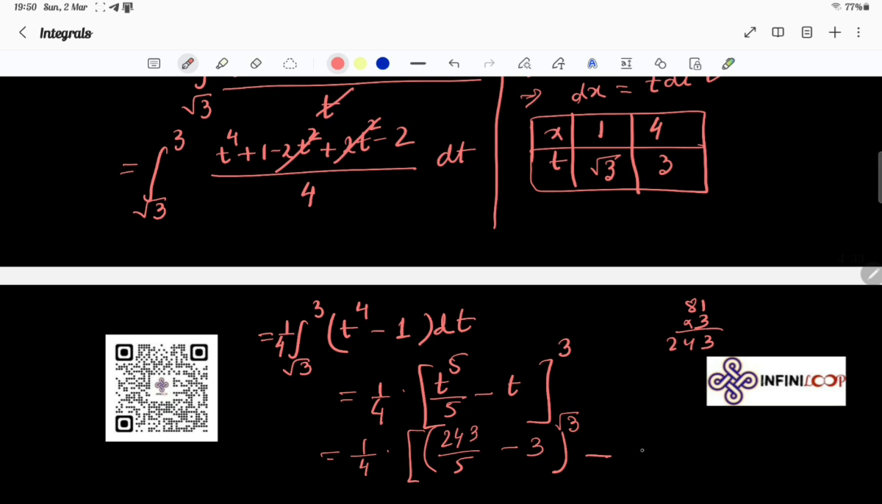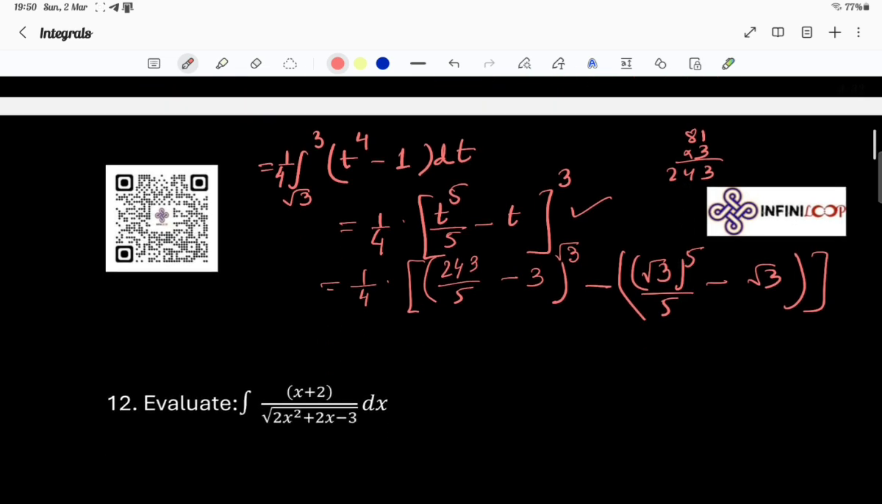Lower limit, if you put it, it will come root 3 to the power 5 by 5 minus root 3. Acha, can I simplify here anyhow? Check once. If it is not, then do here only, put the values directly, the answer is coming.